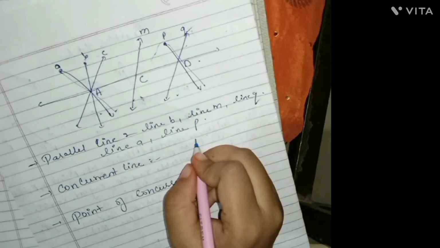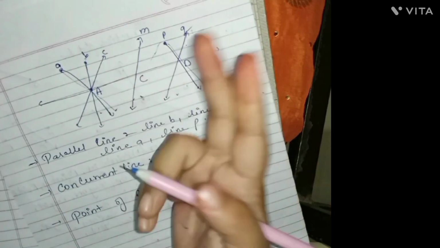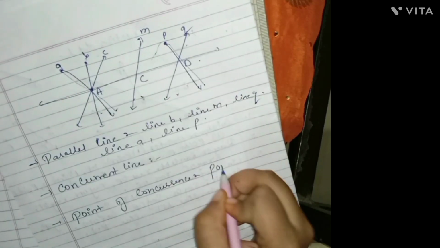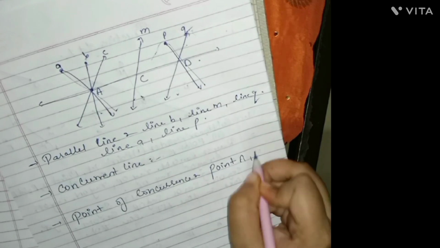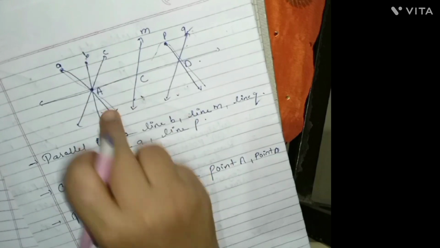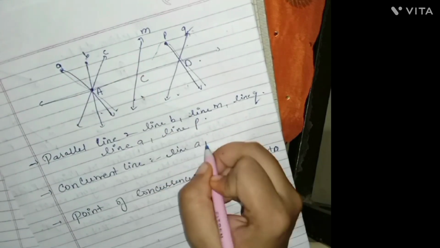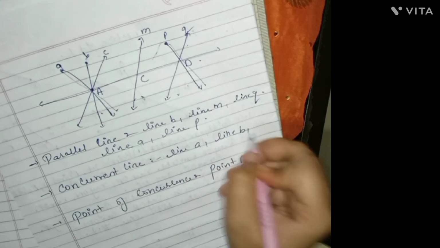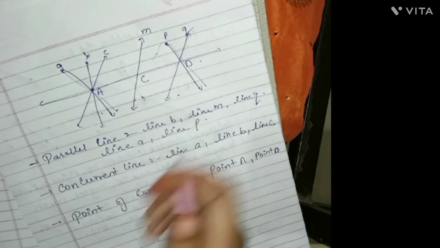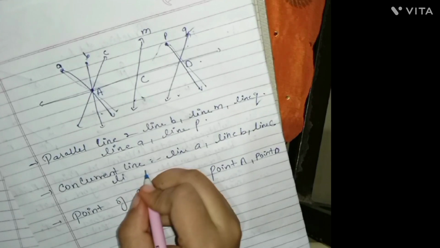Understood? Now concurrent lines. This is very simple because this is a point of concurrence. In this figure there are only 2 concurrent points, point A and point D. So we write directly: concurrent points A and D. At point A, 3 concurrent lines: line A, line B and line C. And at point D, 2 lines are concurrent, line P and line Q. Understood what I am trying to tell you?